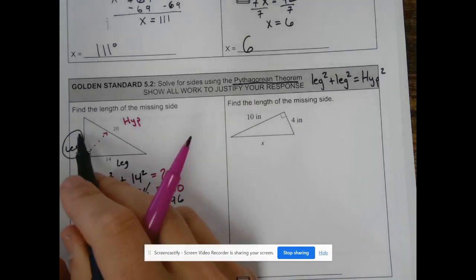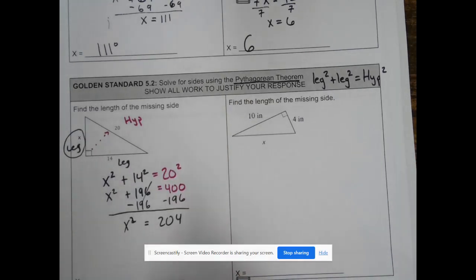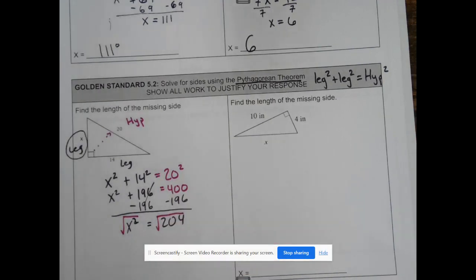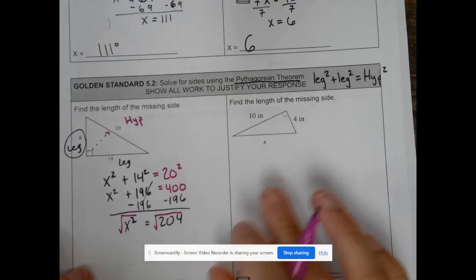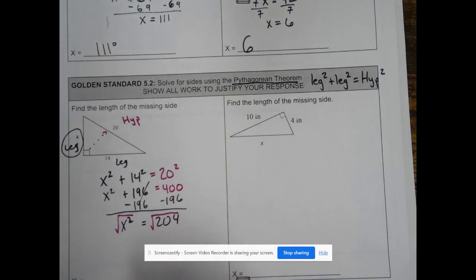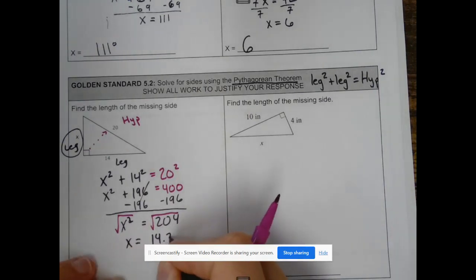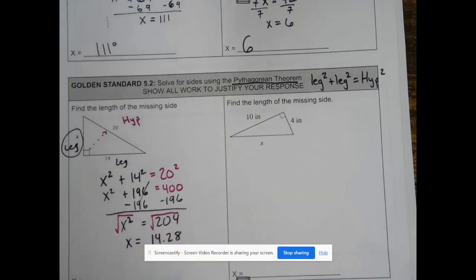Now, I don't want x squared, I just want x. There's no squared there. So how do I undo a squared? Square root both sides. What number times itself equals 204? Use a calculator, okay? It turns out, in this case, x equals 14.28. Now, you're going to round to two decimal places, okay? So make sure you're rounding correctly. So x equals 14.28.